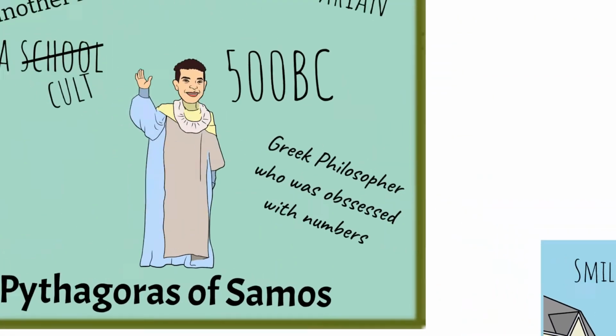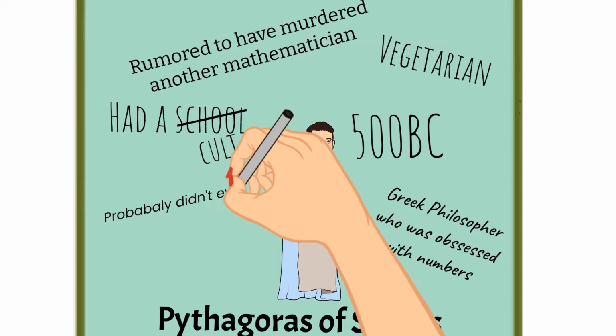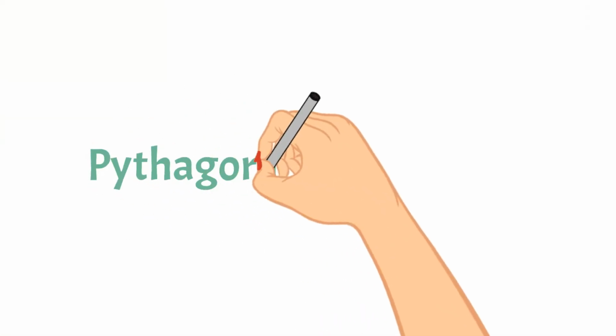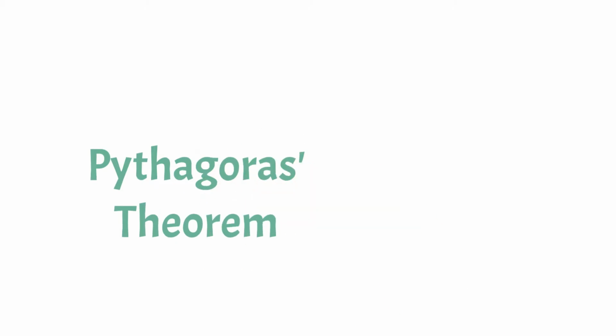The worst part is he probably didn't even discover the theorem that was named after him because the Babylonians were using it 1,000 years before he was even born. So let's take a look at this theorem, Pythagoras' theorem, apparently.